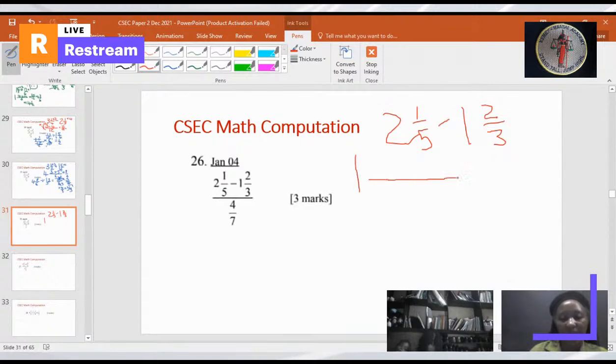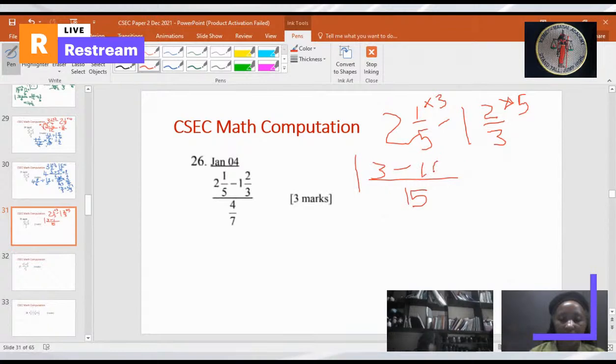And we'll find the LCM of 5 and 3, that's 15. 5 into 15 goes 3 times, so 1 times 3 gives us 3. And 3 into 15 goes 5 times, so that'd be 2 times 5, which gives you 10.